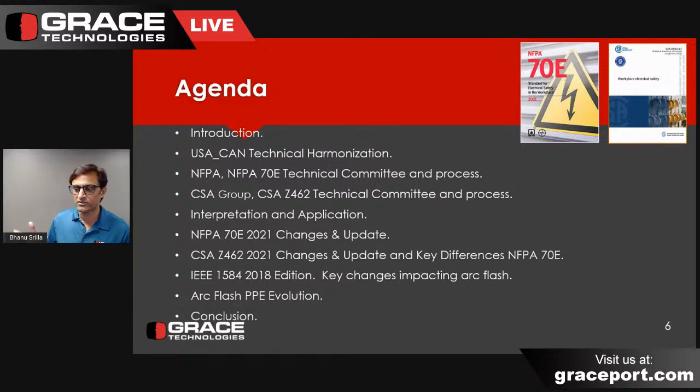And then the last two things we're going to touch are arc flash PPE evolution and what's been included, because there is something that's been added to Z462 on category 5, which is not in 70E because the standard has not been revised. 1584 was not revised and established before 70E went into publication in the 2021 edition. And finally, we'll conclude with some closing thoughts, okay?